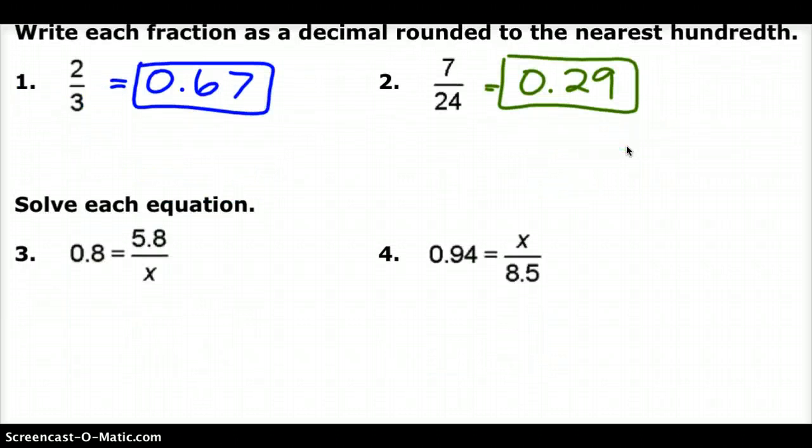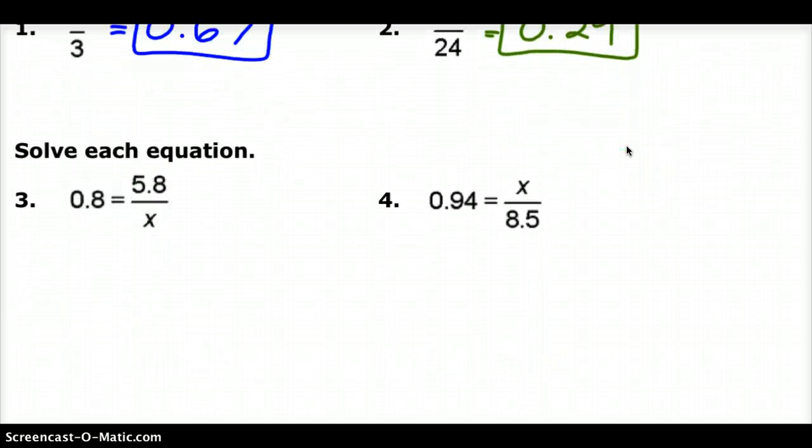Okay. The next part here, it asks us to solve each equation. Really, these are good examples of proportions. If you want to say this is like 0.8 over 1, and then we could use the cross products property, and that's totally fine. We will sort of refer to that today, maybe a little bit, but really all we're doing is we're going to end up multiplying both sides here by x, right? And so I'll multiply this by x and this by x, and these x's will kind of cross cancel here, and I'll have 0.8x equals 5.8.